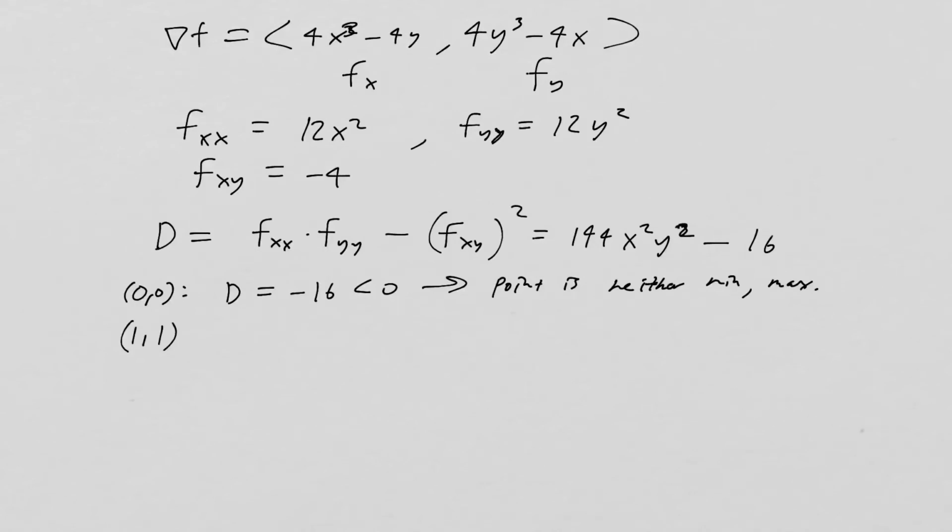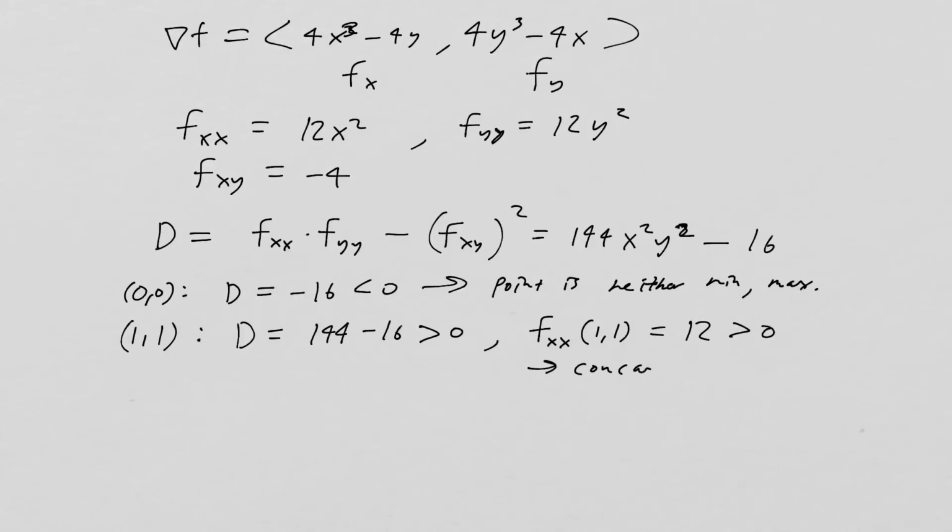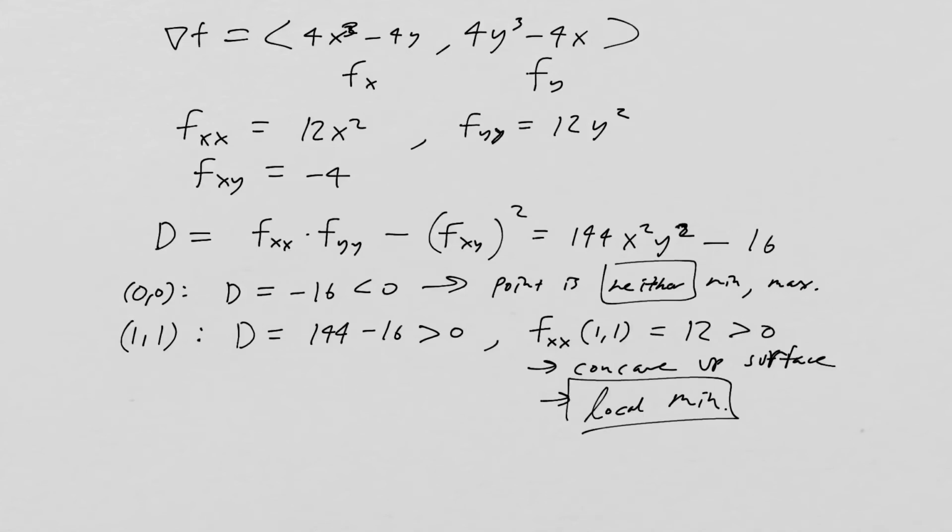Now let's look at 1, 1. D in this case is going to be 144 minus 16. That, of course, is a positive value. And if I look at fxx at 1, 1, it's going to be 12, which is positive. So that means it's a concave up surface. So what we have here is a local minimum.